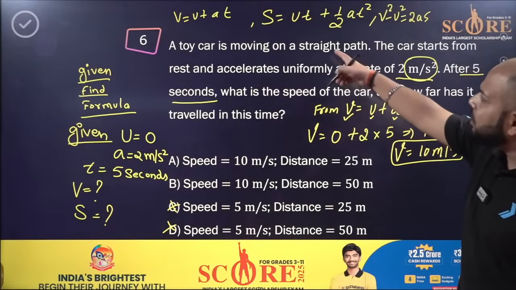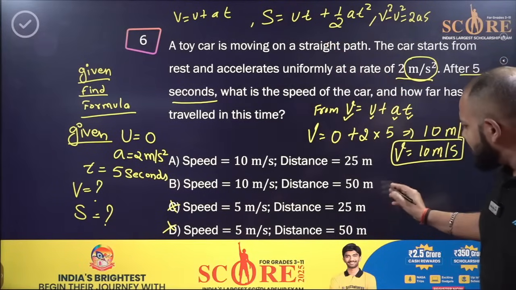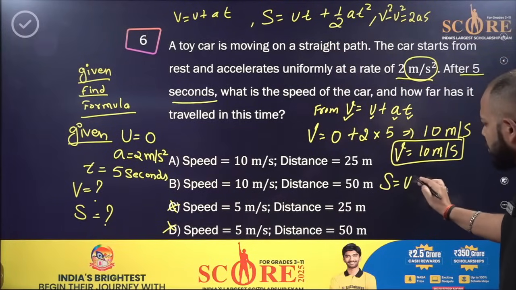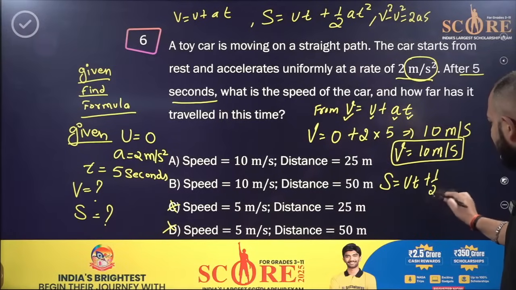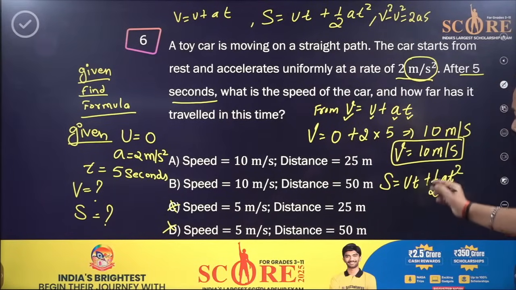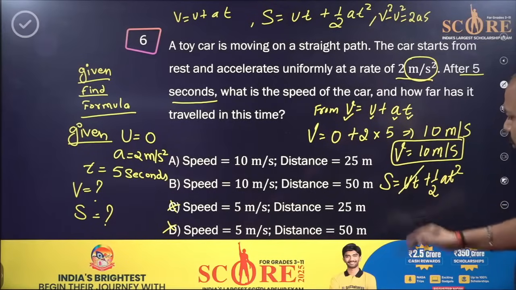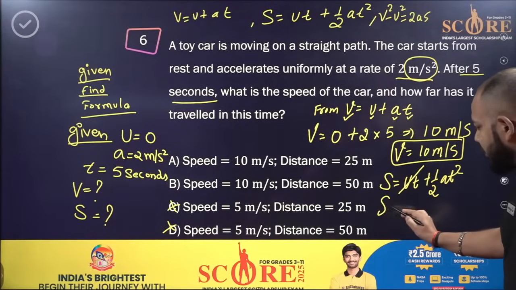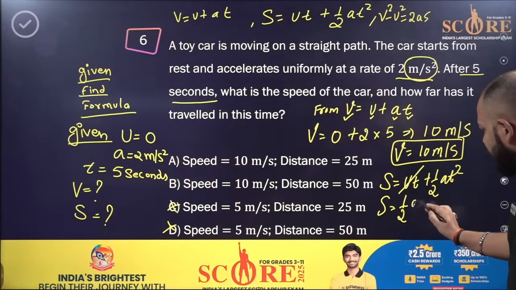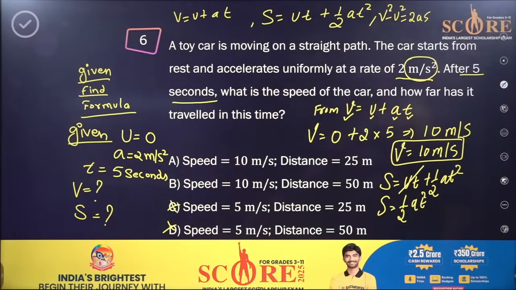For the distance, you can use both of them, but let's see the second one only. S equals ut plus half at square. In this whole term, u is 0, na? So u 0 multiplied by t becomes 0 itself. So we are left with only s equals half a t square. I hope this much has been clear. Let's put the values, so I am erasing it.